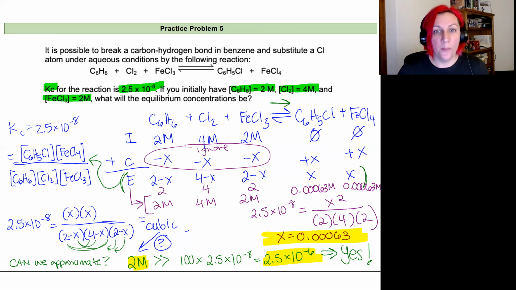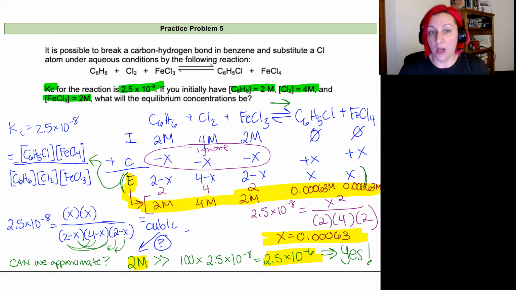All right, so my final equilibrium concentrations that I've calculated are going to be 2, 4, and 2. So 2 molar for my benzene, 4 molar for my chlorine, and 2 molar for my iron chloride. So the same, they're going to round to the same. And I will have concentrations for my C6H5Cl of 0.00063. And for my iron 4 chloride, it's going to be the same concentration, 0.00063 molar.